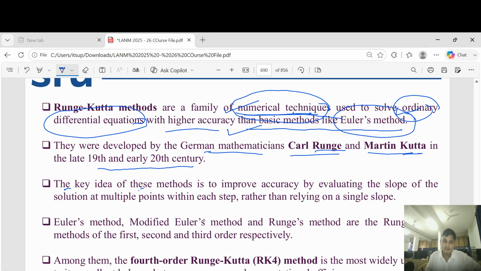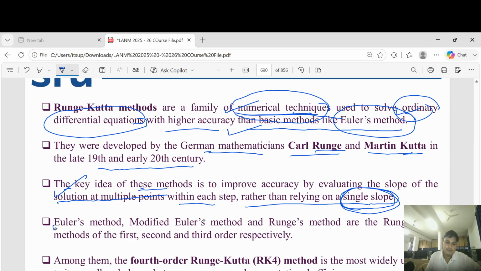The key idea of this method is to improve accuracy by evaluating the slope of the solution at multiple points within each step, rather than relying on a single slope. Because in Euler's method, we apply only a single slope, but in the Runge-Kutta method, we evaluate the slope at multiple points in each step, in each iteration.